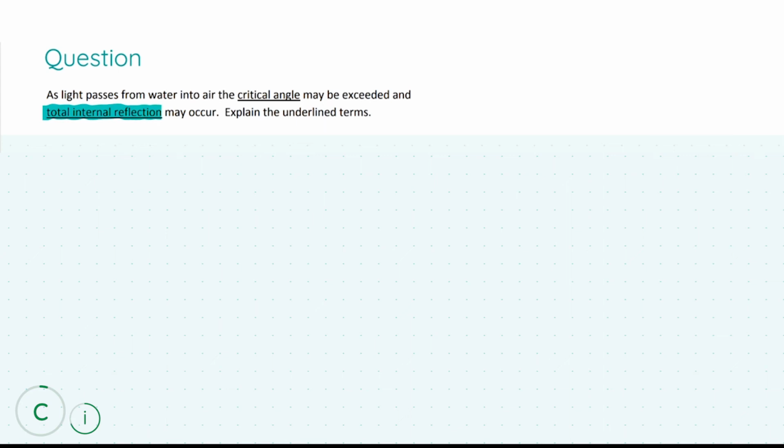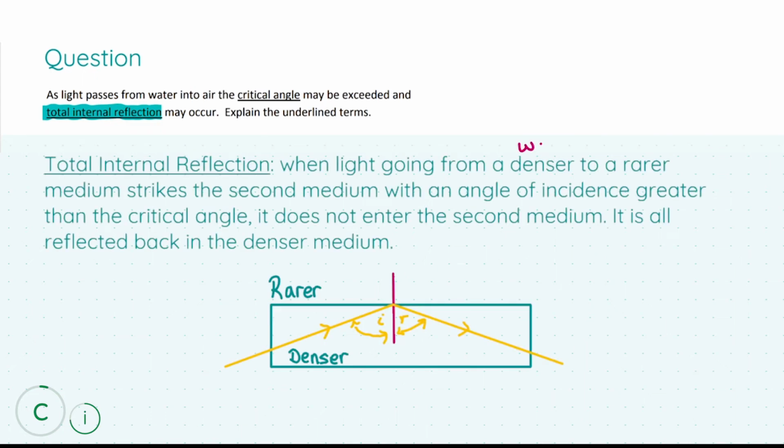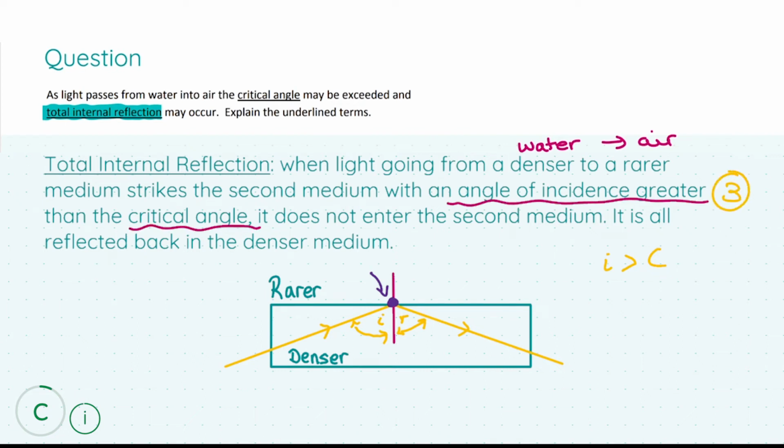So all we need to do is give the definition, and it is when light is going from a denser to a rarer medium, which is water going to air like before, and it strikes the second medium, as you can see here in the diagram, at the interface, with an angle of incidence that's greater than the critical angle. So this angle I here will be greater than C, and therefore it does not enter the second medium at all. It is all reflected back into the denser medium, which is water in this case. Stating that the angle of incidence must be greater than the critical angle will get you 3 marks.